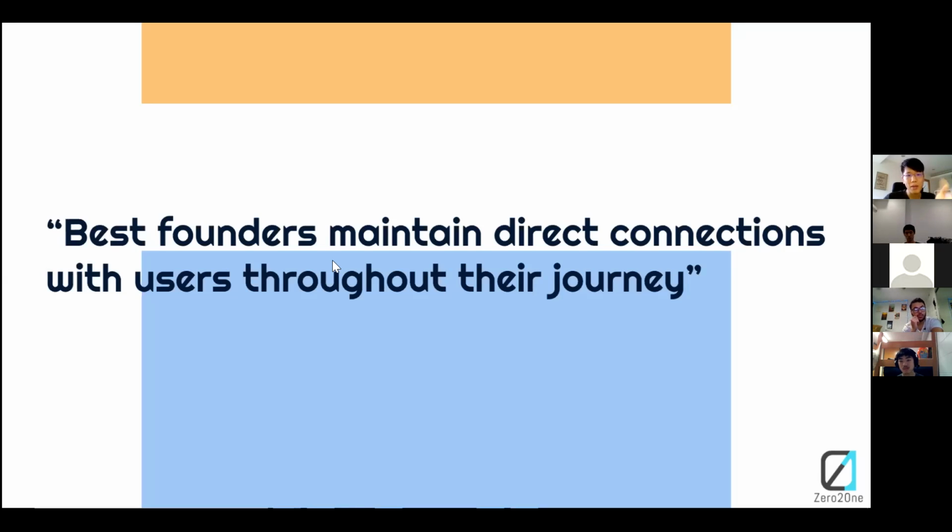They said the best founders maintain direct connections with the users throughout the entire journey. Why? Because when you have primary market research, you can have these users as your first group of testers right away, and you can start testing with them. They are your lab rats, or something like that. You can test out your experiments right away, right? So that's why continuously talking to users is very important.